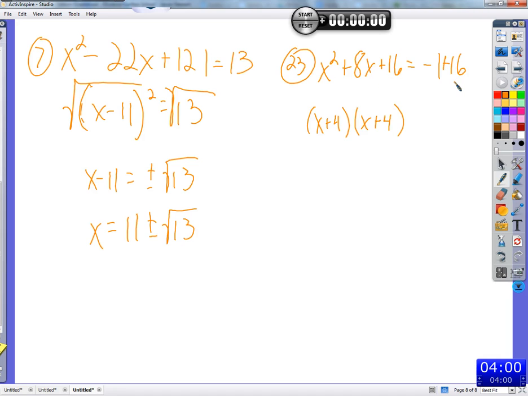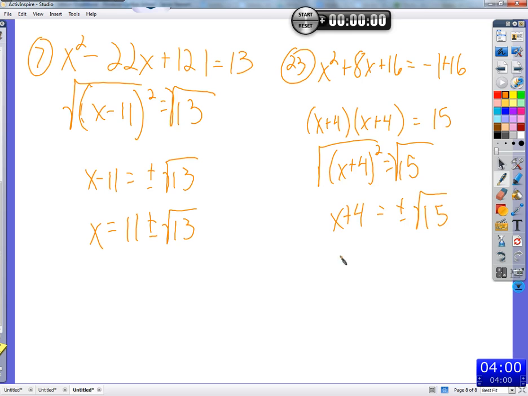Yeah, 16 to the other side. Do the same thing to both sides. Equals 15. x plus 4 squared equals 15. Take the square root of both sides. x plus 4 equals plus or minus the square root of 15. x equals 4 plus or minus the square root of 15.